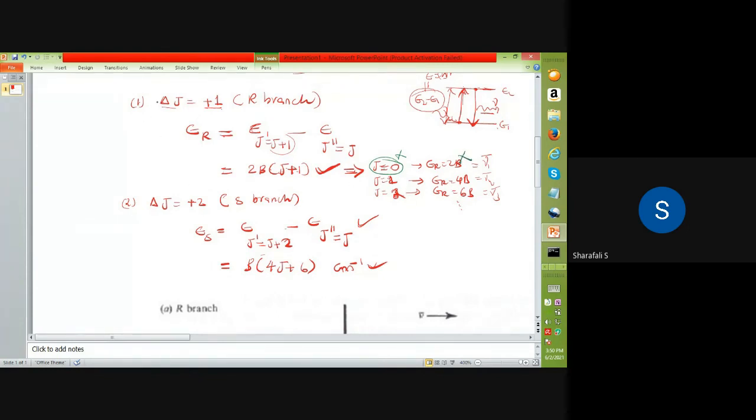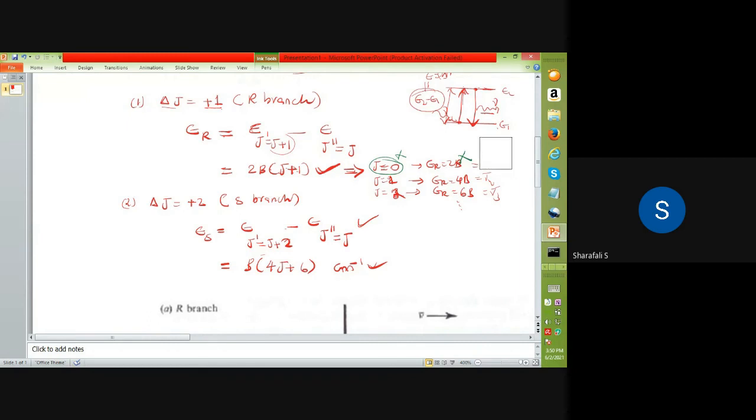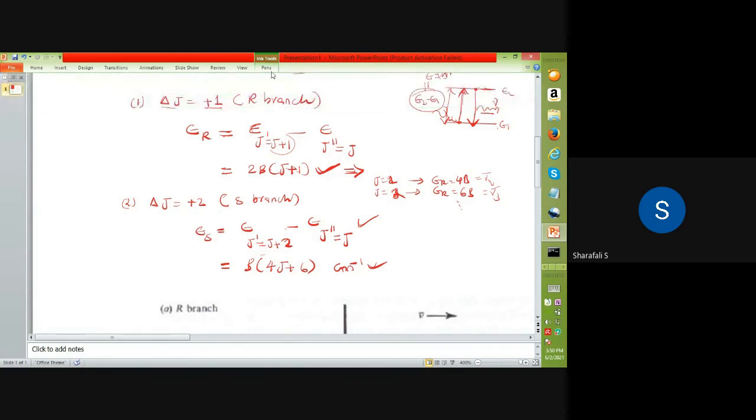I will just erase that. So that particular transition is not valid. So don't repeat that mistake. J equal to 0 is not allowed in the case of delta j equal to plus or minus 1 transition. J equal to 0 is not allowed. So only j equal to 1, 2, 3, etc. will be allowed.